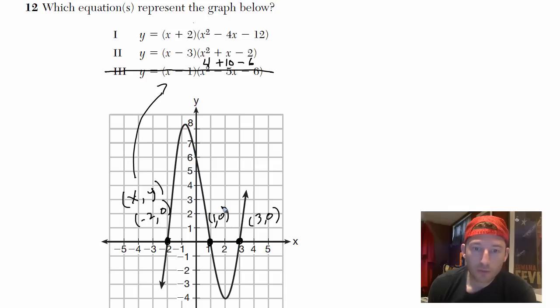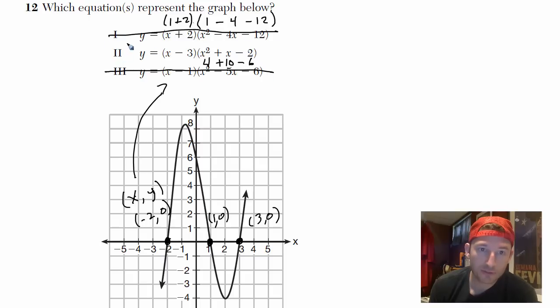All right. When x is 1, y should be 0. X is 1. We'll plug in here. 1 squared is 1, minus 4, minus 12. Oh no, that's not the case. That doesn't work. So when I test this point and put 1 in here, it's 1 minus 4 minus 12. Yeah, this is gone. It's got to be choice number 2 by default.